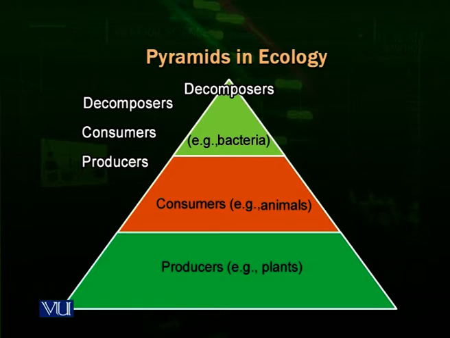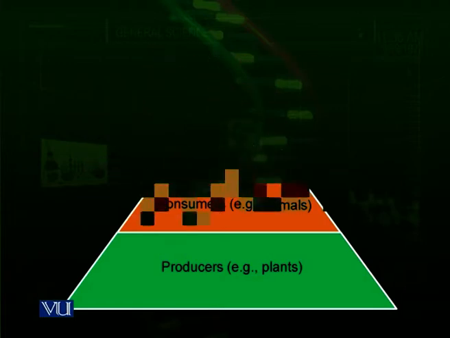Then comes the third part, the decomposers. These are very important. The fungi and some bacteria are decomposers. They decompose the organic matter, for example, the dead bodies of plants and animals. They also break down different parts of an organism's body, for example, the fallen branches of the trees and the fallen leaves of the trees.